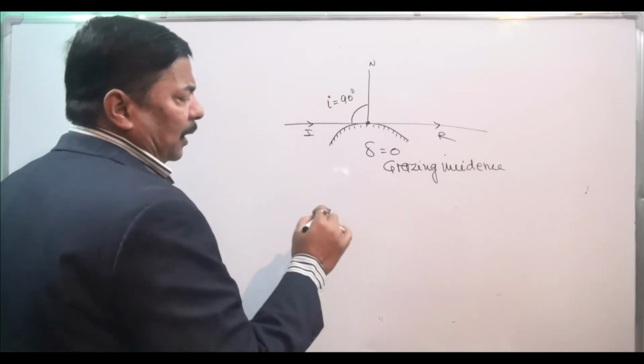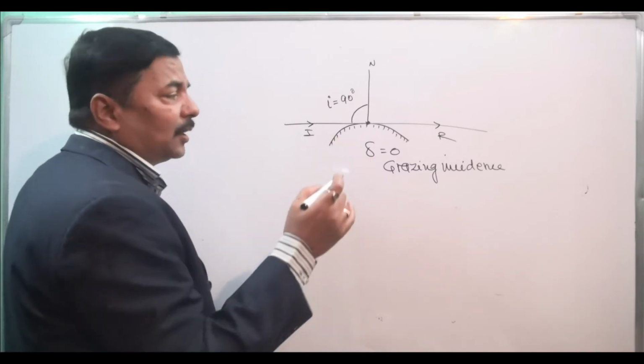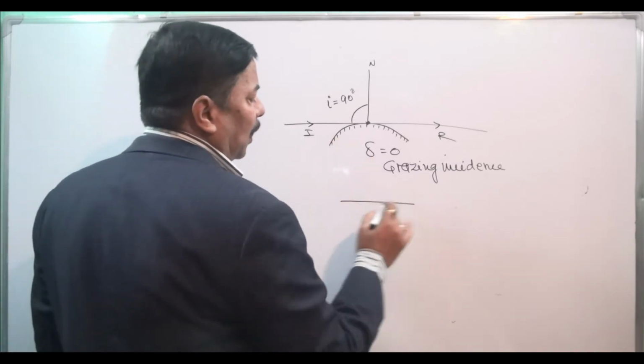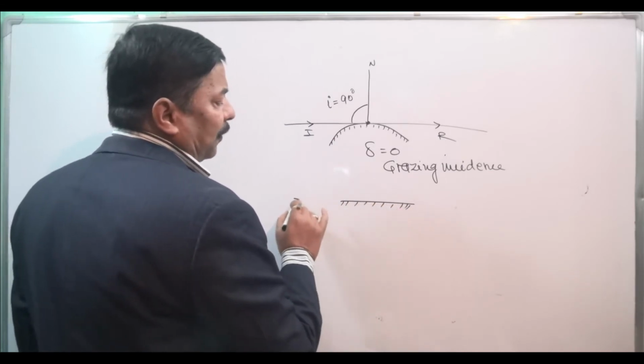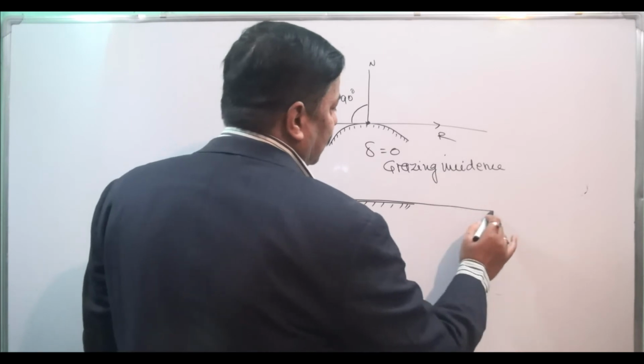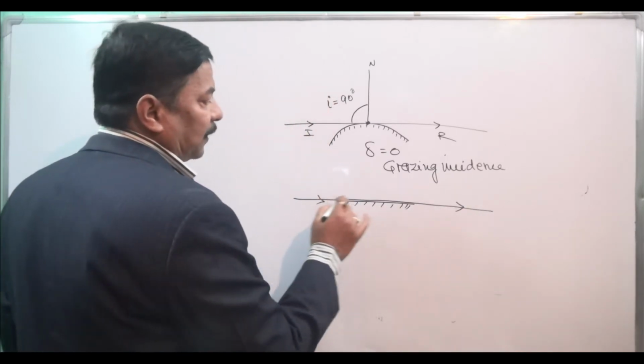In plane mirror, I have used a curved mirror here for your understanding only, but if you take the plane mirror also, then the same situation will take place: if the ray of light is incident in this way, then it is going in this way. It is grazing on the surface.